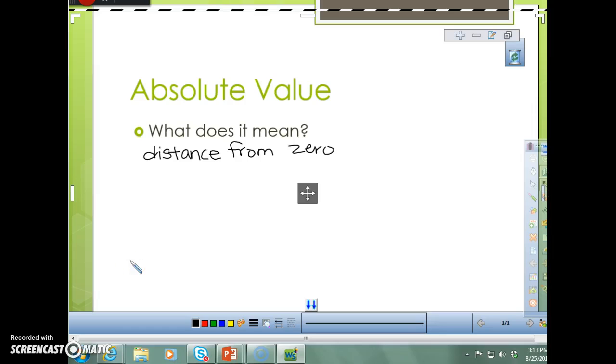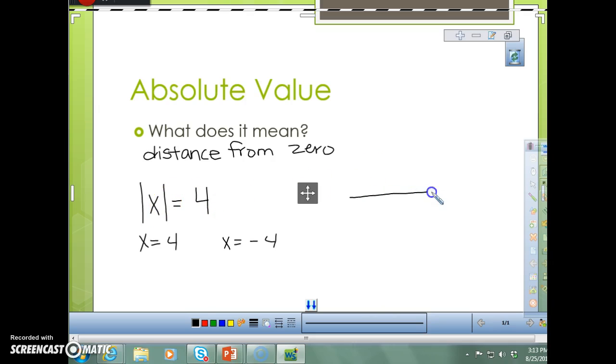Okay, so the distance from 0. That would tell us that if we had the absolute value of x equals, let's say, 4, where could we be on the number line? This says that the distance from 0 is 4.